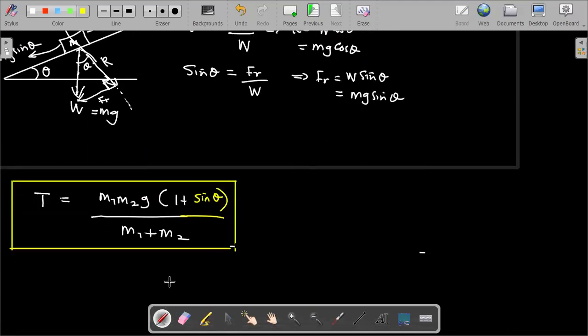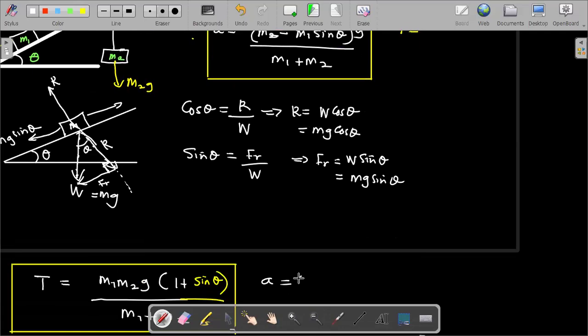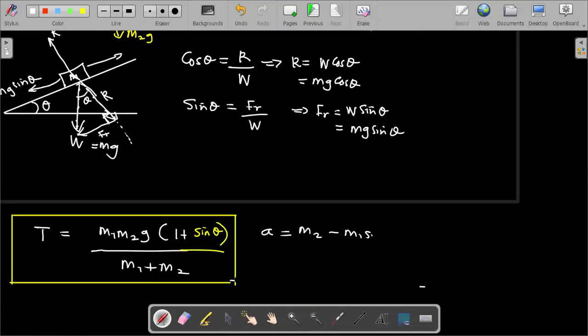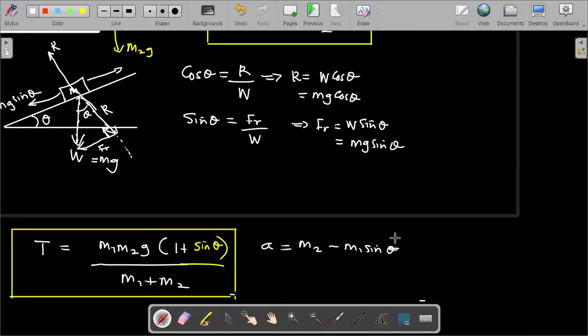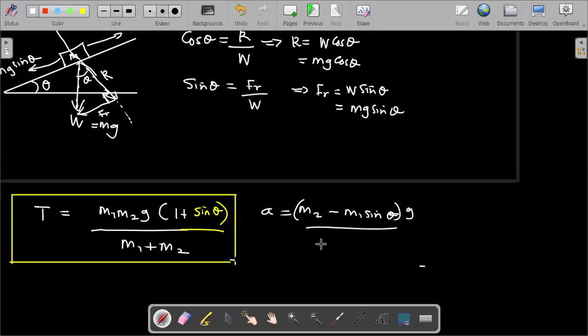Let's write the acceleration right beside it. So the acceleration is A equals M2 minus M1 sine theta, all multiplied by gravity, divided by M1 plus M2. So this is what we are going to have.